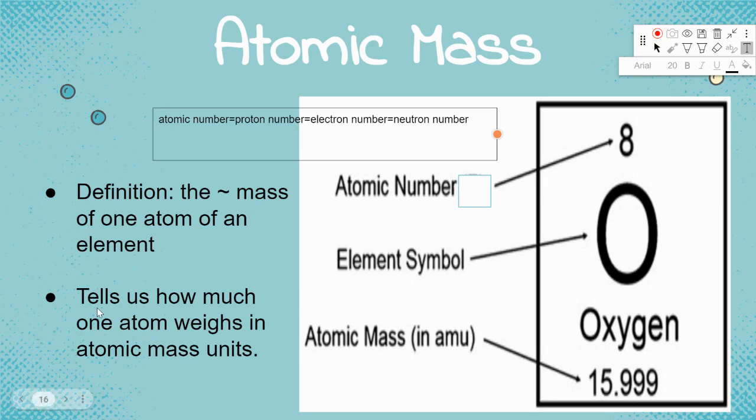So again, the atomic mass just tells us how much one atom weighs in atomic mass units. It's so small, we can't measure it in grams, we can't measure it in ounces, we can't measure it in pounds. So we have to make up our own unit to measure this in, and that is AMU, atomic mass unit. So in this case, oxygen has an atomic mass of 15.999, or you can round it up to 16, right? 16 AMUs, atomic mass units.